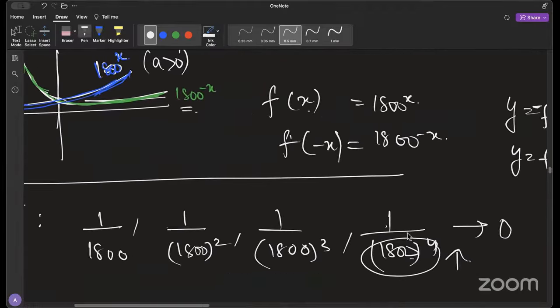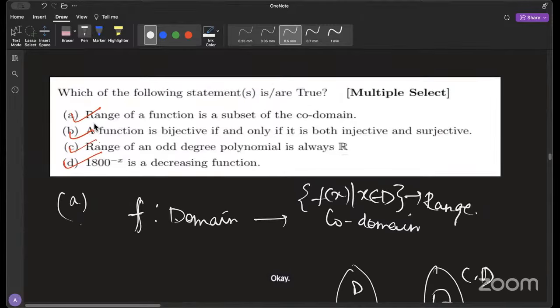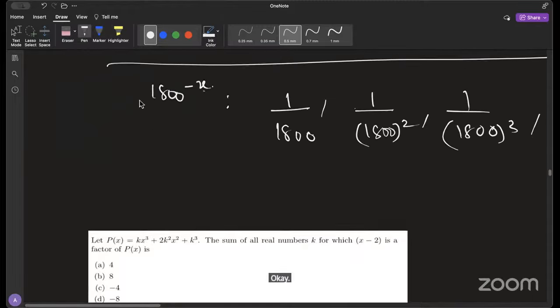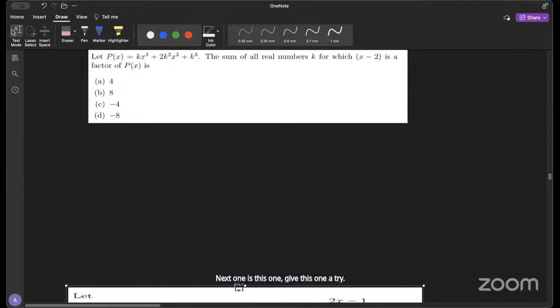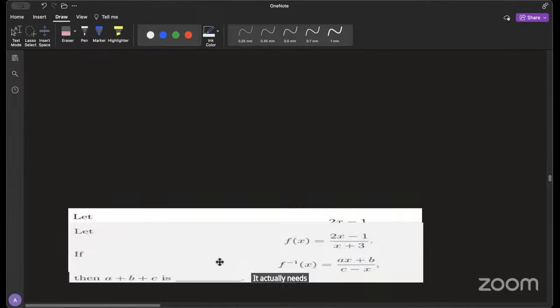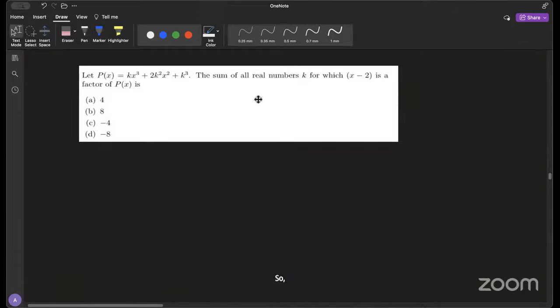Is this question clear to everyone? Can we move to the next one? Yes, ma'am. Okay. Next one is this one. Give this one a try. Or actually, let's do it here. Not left with much time.